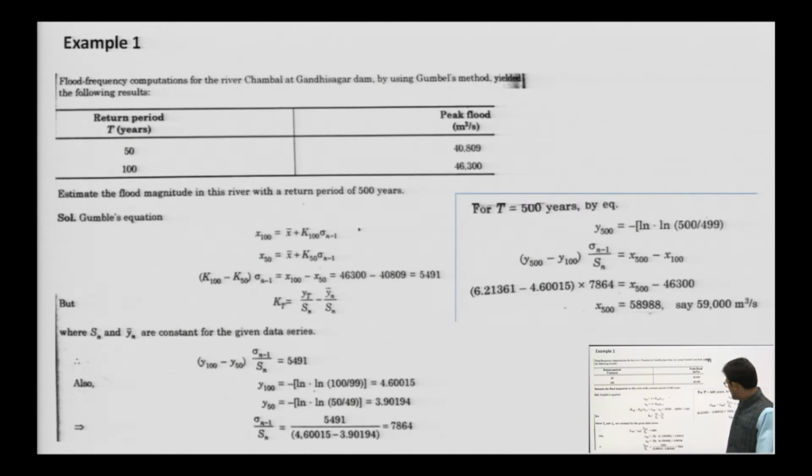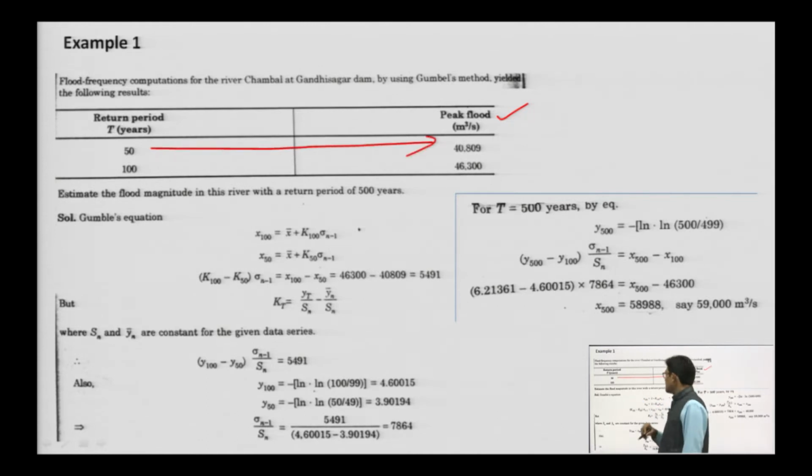Let us do this example for better understanding. Here flood, here return period. Peak flood has been given for 2 data points, meaning for return period T equal to 50, peak discharge is given as 40,809 cumecs, and at this time interval we have peak flood discharge.